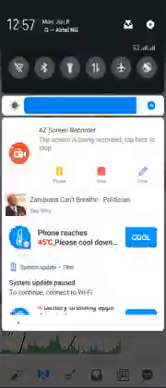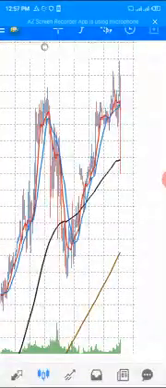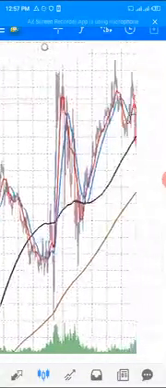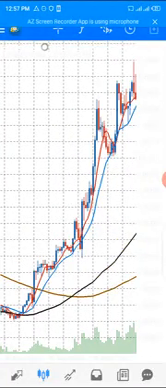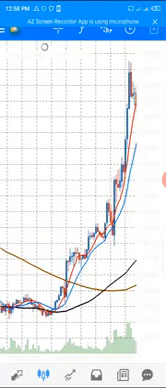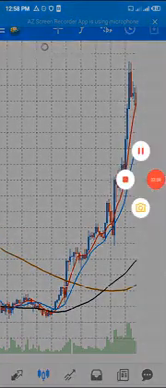So don't forget, I said we are going to take entries where we see the moving average 200 and 89 forms a golden cross. That's where we are going to take entries. We're going to take entries where we see a golden cross is formed. That's where we are going to take entry.